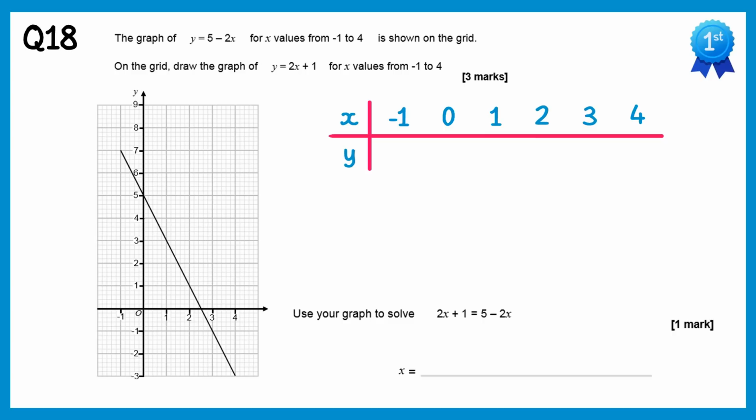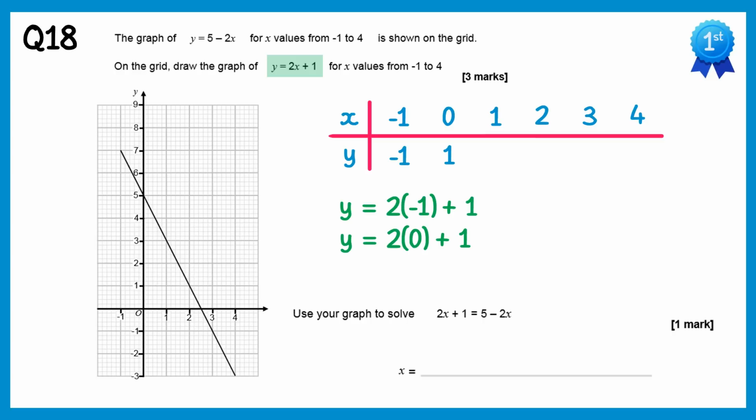The equation of the line in the question is y equals 2x plus 1. So we need to take our x value, times it by 2, and then add 1. So let's start with x equals -1, times it by 2, and then add 1. That gives you -1. We can then move on to x equals 0, so do 2 lots of 0, then add 1, which gives you 1.